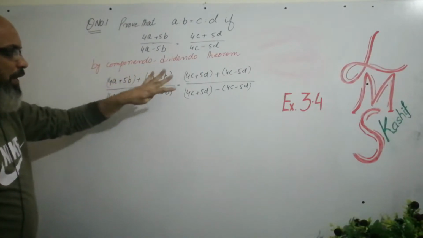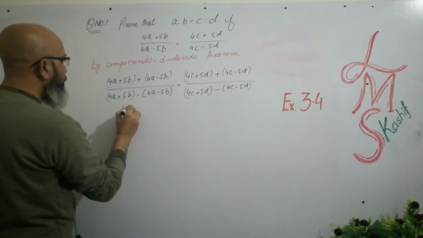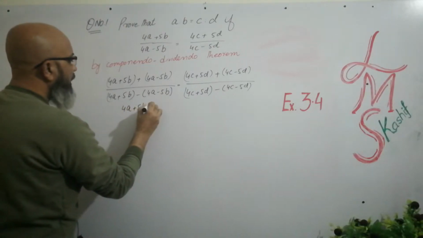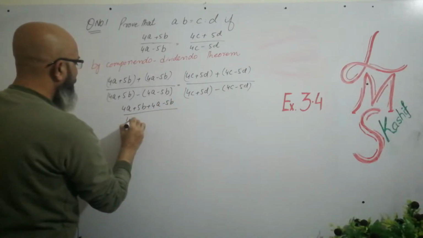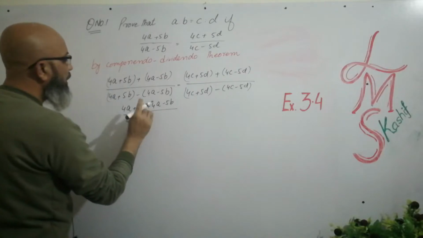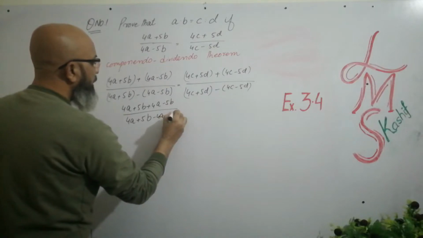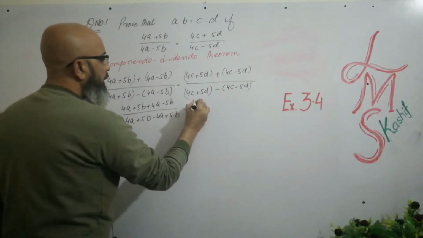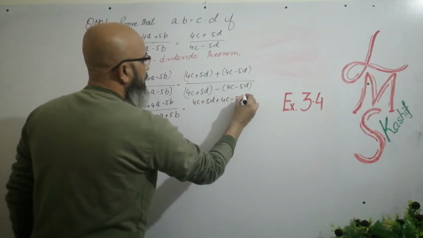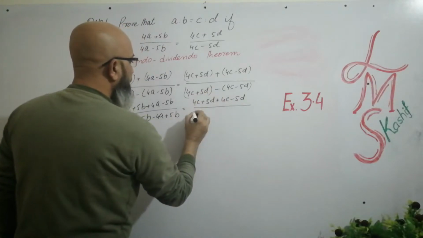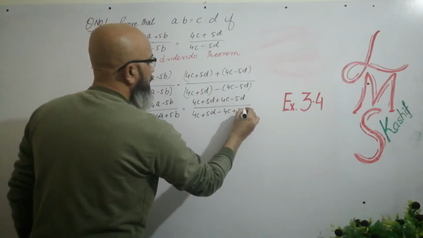Now simply open the brackets and we will simplify. When there is plus, there is no need to change any signs. Simply open the bracket 4a plus 5b plus 4a minus 5b over 4a plus 5b. This minus will change the sign, mean minus 4a minus minus plus 5b. Same case here 4c plus 5d plus 4c minus 5d, 4c plus 5d minus 4c plus 5d.